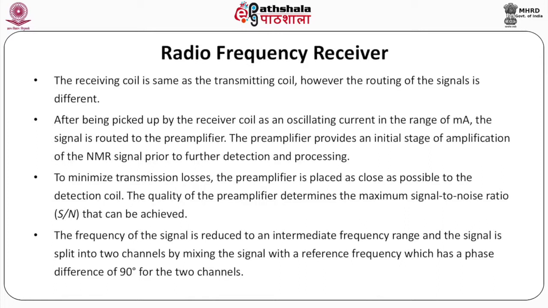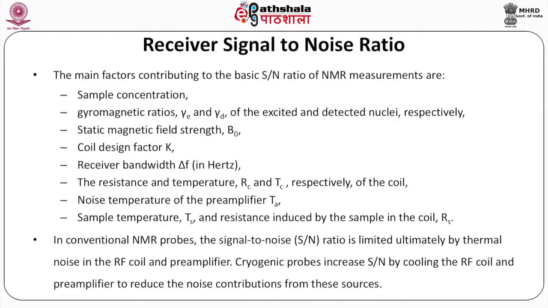The preamplifier provides an initial stage of amplification of the NMR signal prior to further detection and processing. To minimize transmission losses, the preamplifier is placed as close as possible to the detection coil. The quality of the preamplifier determines the maximum signal to noise ratio that can be achieved. The frequency of the signal is reduced to an intermediate frequency range and the signal is split into two channels by mixing the signal with a reference frequency which has a phase difference of 90 degrees for the two channels.